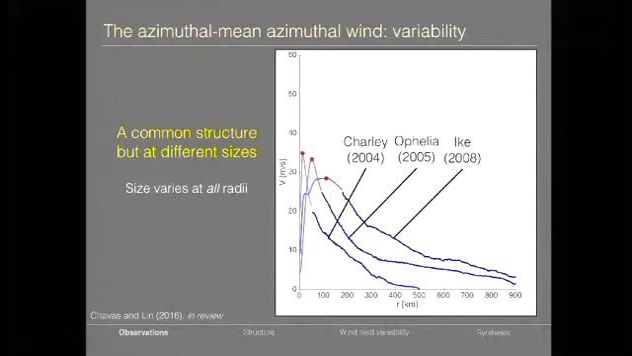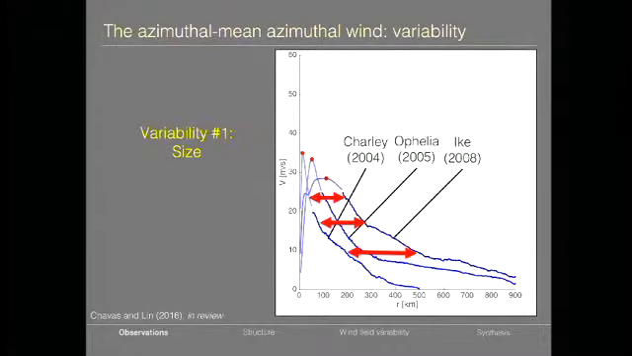And then here's just another example. This is Charlie, Ophelia, and Ike from different years, and this is at a lower intensity, essentially. And again, you see the same thing. You see similar structures, but at different sizes. So you can think of this mode of variability as size. Similar structure, different sizes is one mode of variability that we see commonly in nature.